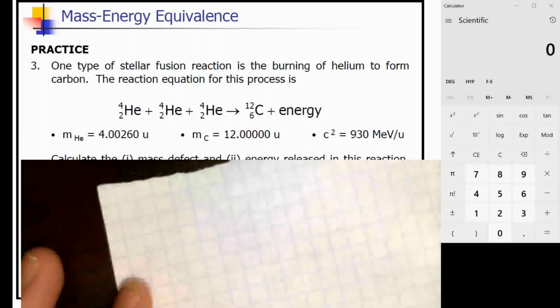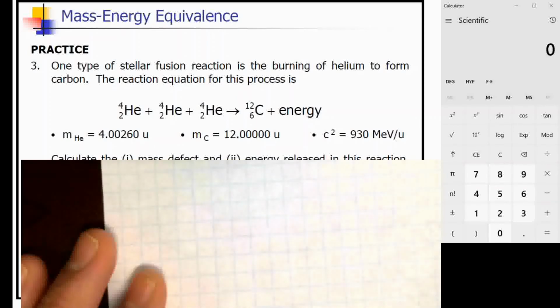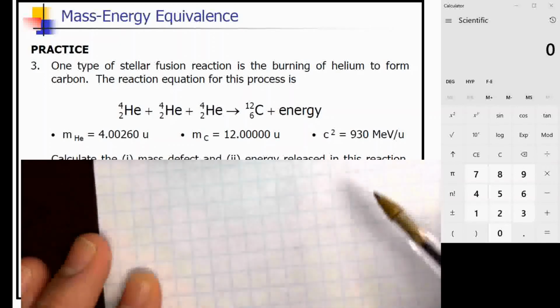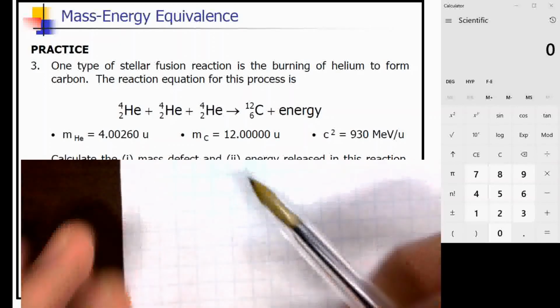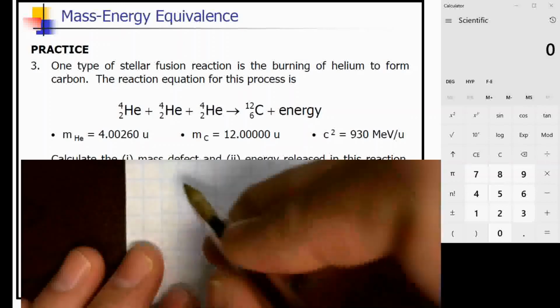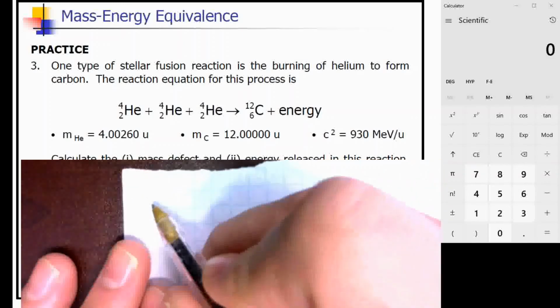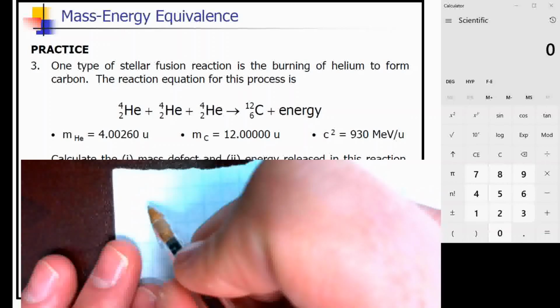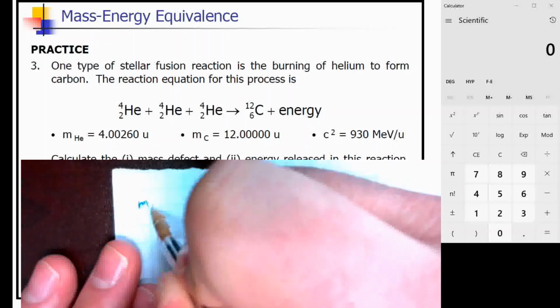Okay, so we're given a stellar fusion reaction. Some suns, after a sun burns up all of its hydrogen, it's left with helium. So first it's a hydrogen fusion reactor. Once there's only helium left, it starts to burn up that helium. And that helium gets fused together in this arrangement, where three heliums are fused together to form a carbon. So for our stellar reaction, the mass defect is calculated the same way.